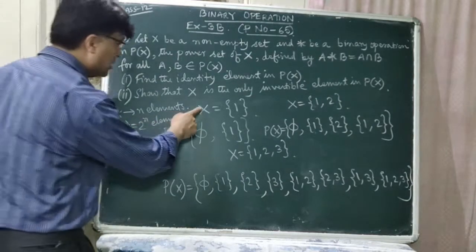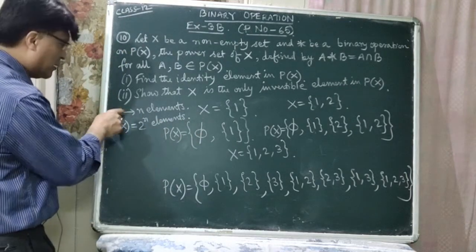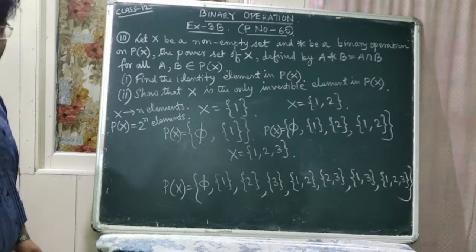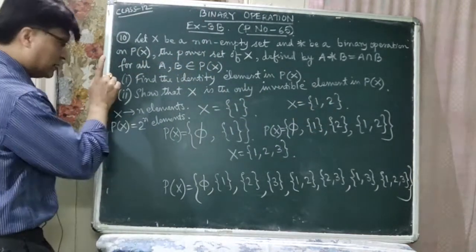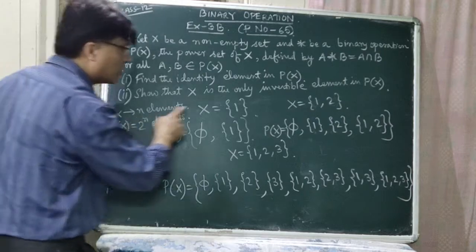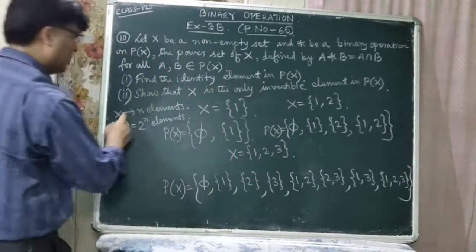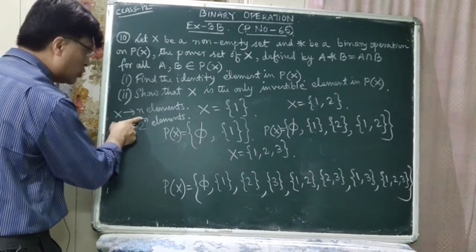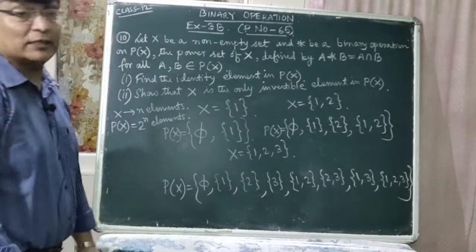Okay? So here X contains only one element, so how many elements are there in the power set of X? It is 2 to the power 1, which is equal to 2 elements. Is that clear? Suppose X contains 2 elements, then the number of elements in the power set is 2 to the power 2, isn't it? What is 2 to the power 2? It is 4 elements. If the set X contains 3 elements, how many elements are there in the power set of X? It is 2 cubed. 2 cubed means 8, that is 1, 2, 3, 4, 5, 6, 7, 8. So I think you have understood it.